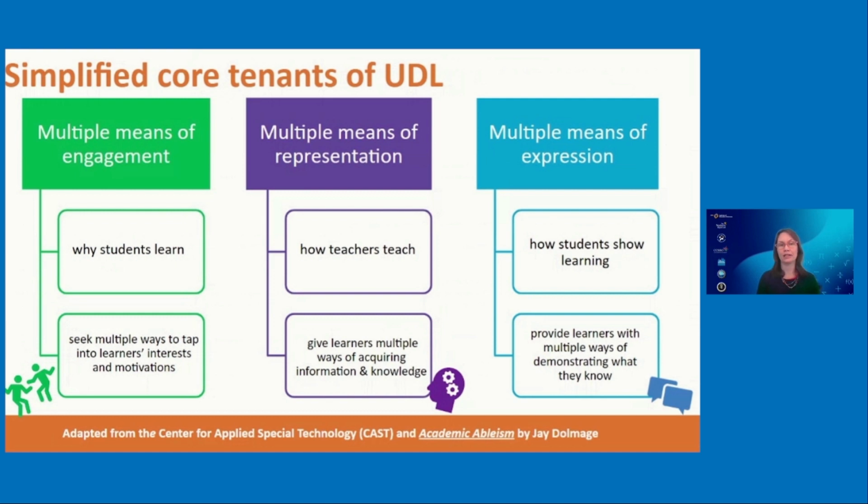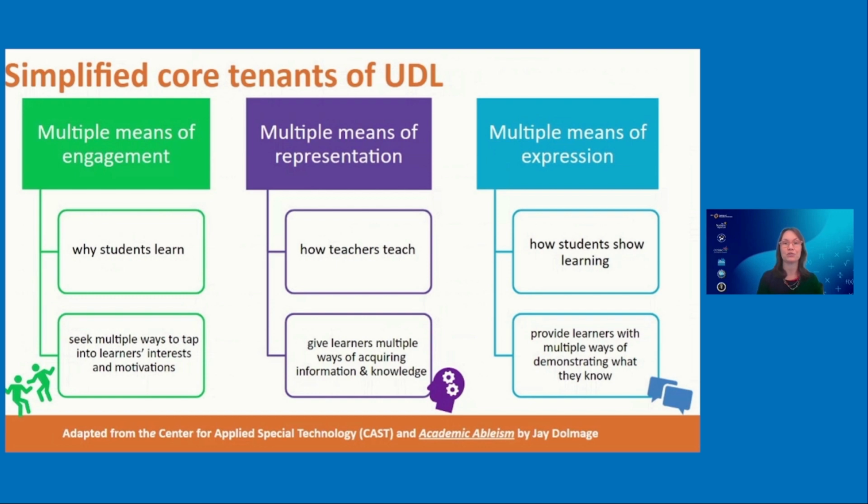That final blue column is all about multiple means of expression. This means how students show their learning and how teachers are assessing their learning. The idea here is to provide learners with multiple ways of demonstrating what they know. So as I mentioned, this is a simplified graphic adapted from CAST.